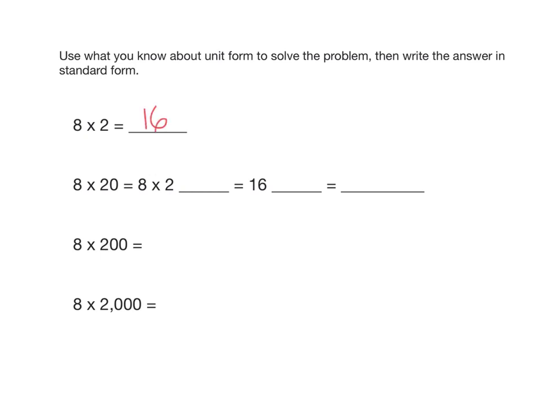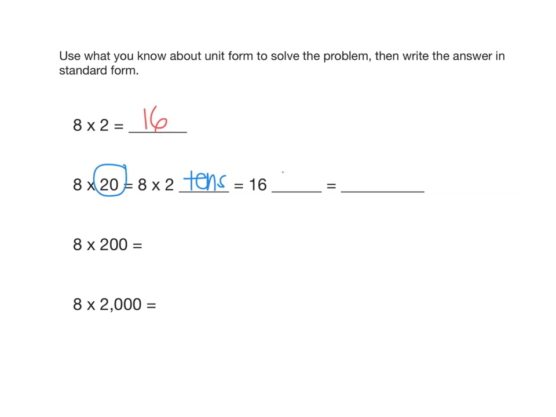Now, if my problem instead is 8 times 20, we can think to ourselves, 20 is the same thing as 2 times what? 10, right? Or we can think of it as 2 tens, right? Because if I had 2 discs in the tens column, isn't that 20? Yeah. So I can use unit form to say that 8 times 20 is the same as 8 times 2 tens. Yes? Yeah. Which is the same as 8 times 2, which is 16.